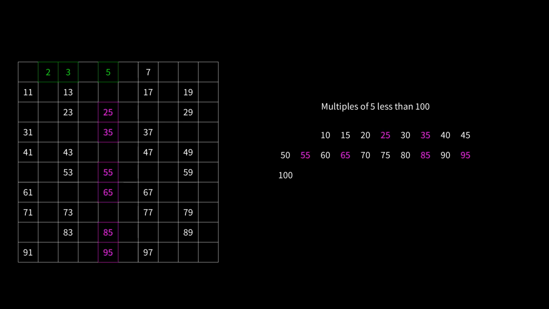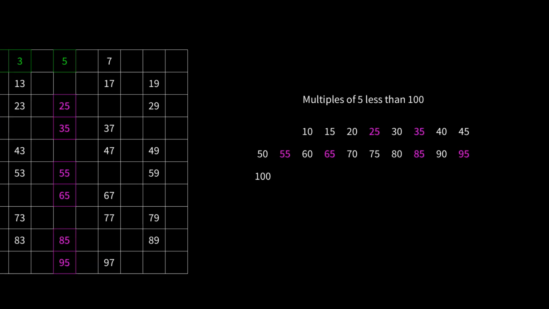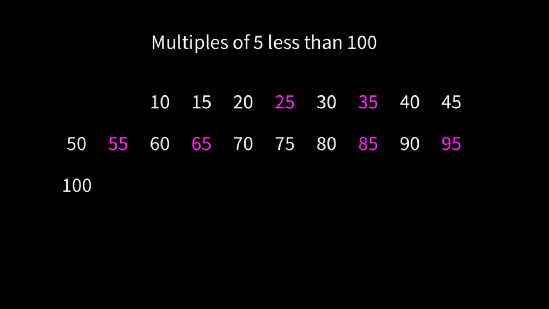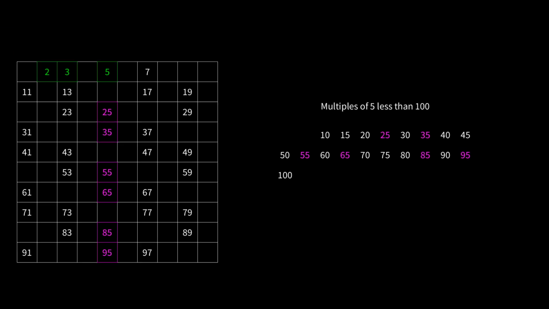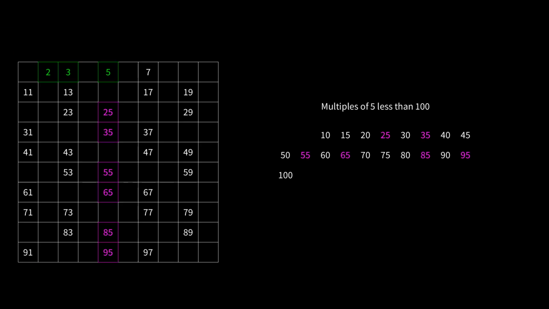Now we go to the next number, P, which is going to be 5, and we look at all the multiples of 5 less than 100, again, as you can see there. 10, 15, 20, 30 are multiples of 5 that were already deleted from the list because they were multiples of either 2 or 3. So the ones that are in purple are the ones that were not deleted yet. Those are the ones we're going to delete right now.